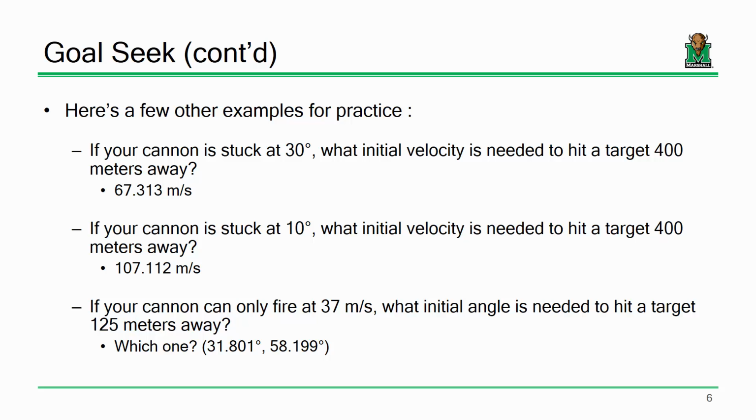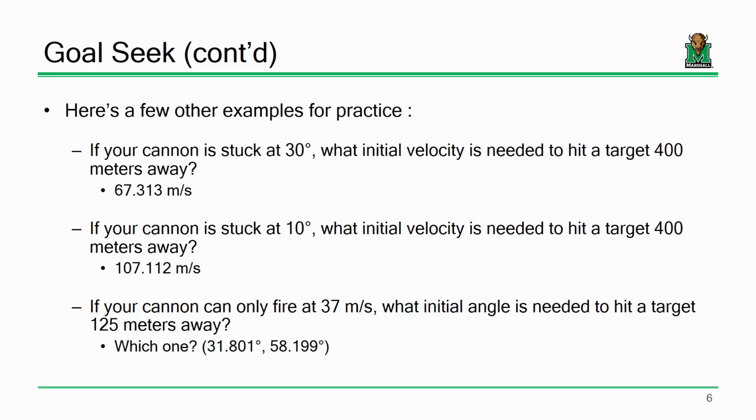the second one, but I want to take a little bit of time and talk about the third one. The third one states that if your cannon can only fire at 37 meters per second, what initial angle is required to hit a target that's 125 meters away? What's weird about this is that you can actually get two answers.